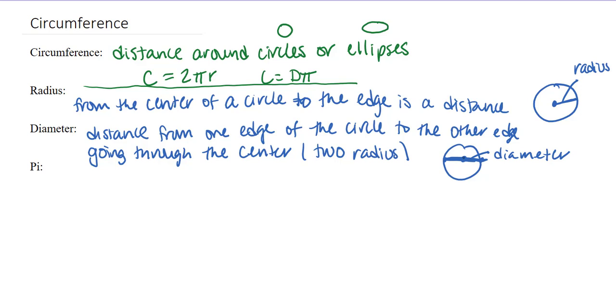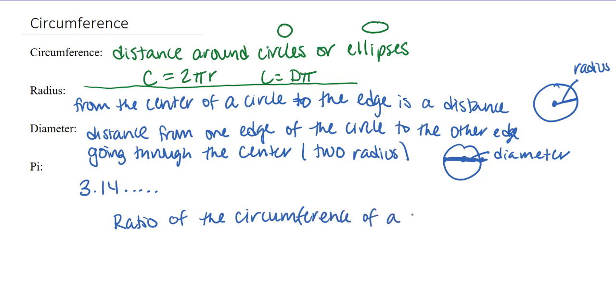Now, pi. Pi is a number, which is about 3.14, and then it just kind of continues on. But how we get that number is actually a ratio of the circumference of a circle to the diameter of the circle. So it's a certain ratio.